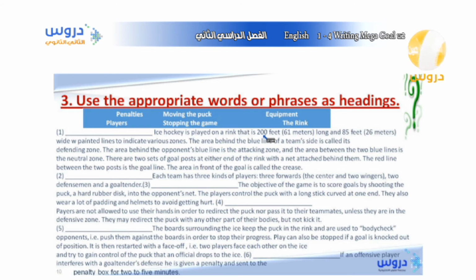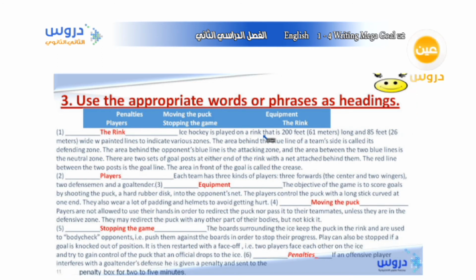Okay, after reading this, you have to fill the blanks with the suitable words. We can get these answers. The rink, actually the playground, the place that they play. The rink, this is a description of the playground, which is ice hockey. Here they're talking about players. Each team has 3 kinds of players.